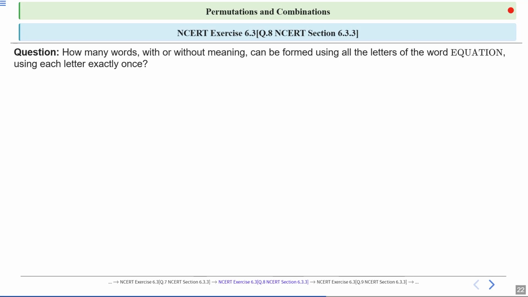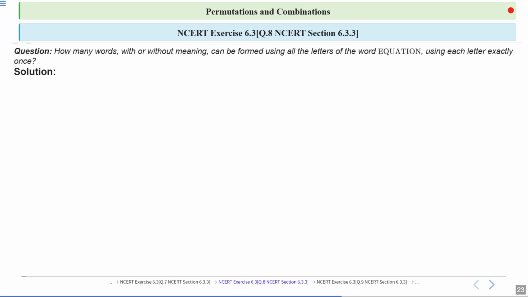This question asks us to find how many words, with or without meaning, can be formed using all the letters of the word EQUATION, using each letter exactly once. So let's start the solution. Here there are 8 different letters in the word EQUATION.